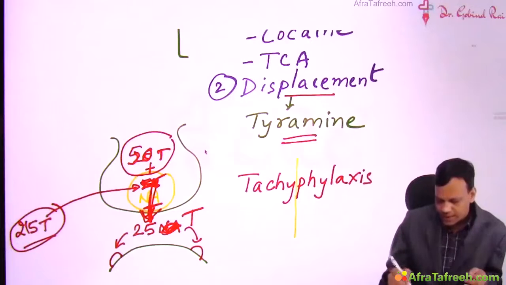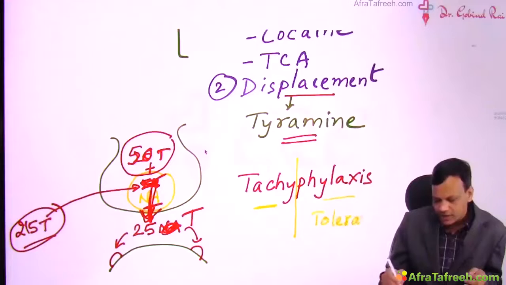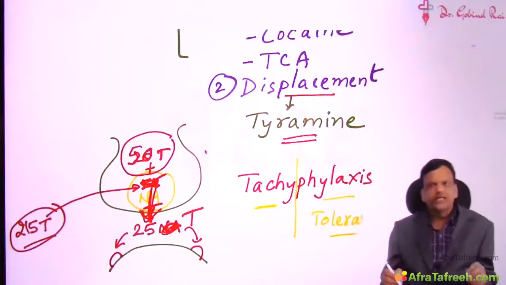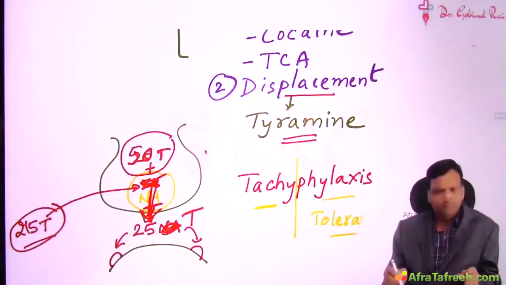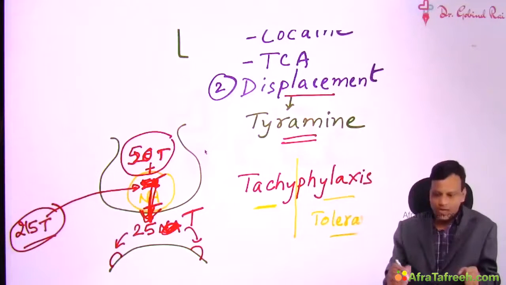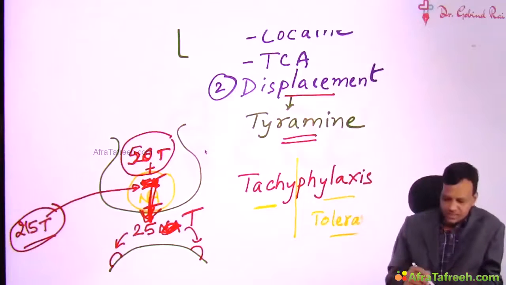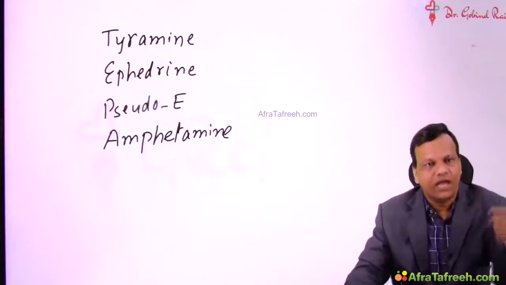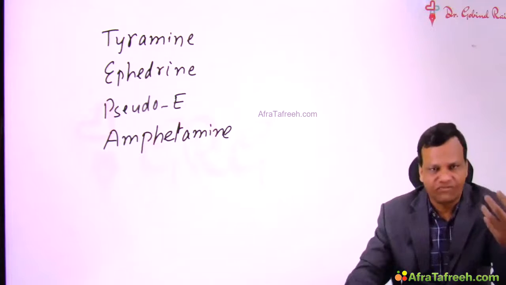It is divided into two parts. Tachy means fast, phylaxis means tolerance. So when we give a drug like tyramine, they will produce action for 2 or 3 doses, but after that suddenly the tolerance will occur to their action. Remember, normally tolerance is slow to develop, but in these drugs the tolerance is very rapid to develop. So tyramine-like drugs act by displacement, and all the drugs acting by displacement can show the phenomenon of tachyphylaxis. So apart from tyramine, the other drugs which act by displacement are tyramine, ephedrine, pseudoephedrine and amphetamines.